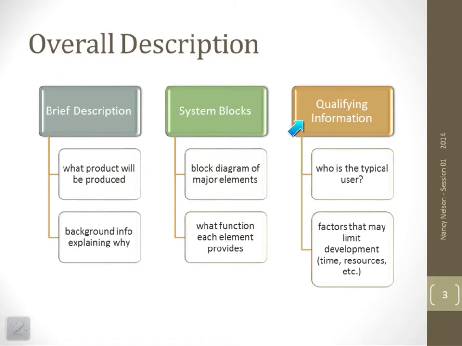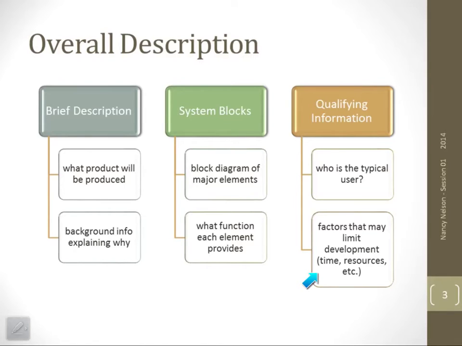Then some qualifying information. We want to describe, first of all, who the typical user is. It might be a very experienced computer user, or it might be an app for someone who is not at all comfortable using computers. The way we convey information, the way we expect to get information from those users is going to be very different. So it's very important you identify who your audience is.